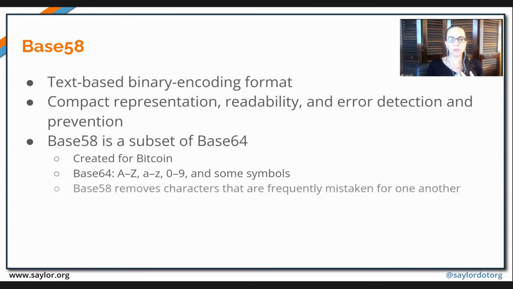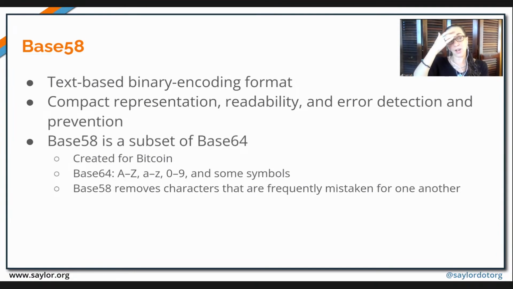Base 58 removes characters that are frequently mistaken for one another. So you can see base 64 and base 58, it took out, what was that, 6 characters? It removes things that are easily confused, such as uppercase O and 0, or L's and I's, things that can commonly be confused for each other. And I believe it also took out those couple of symbols that were in base 64. So you're not going to see a slash or a plus sign in a Bitcoin address. It does that to make it a lot more usable for humans.